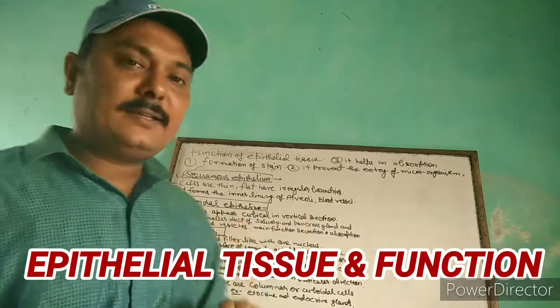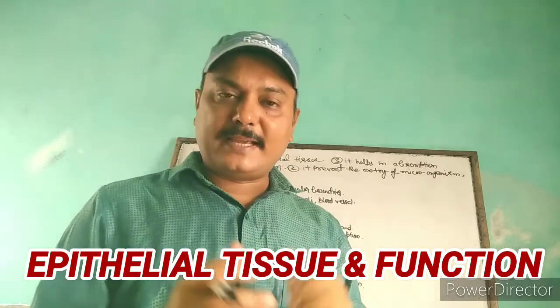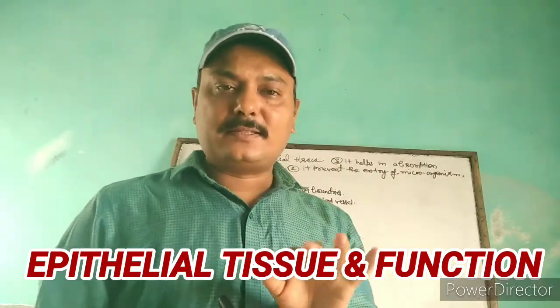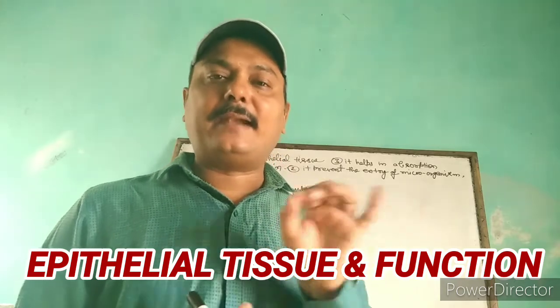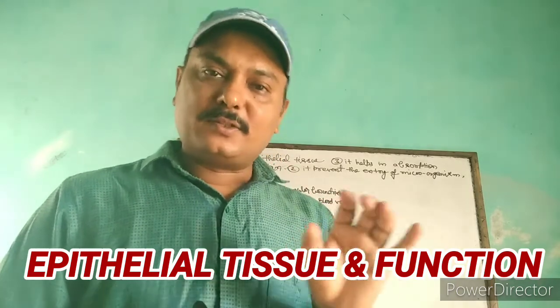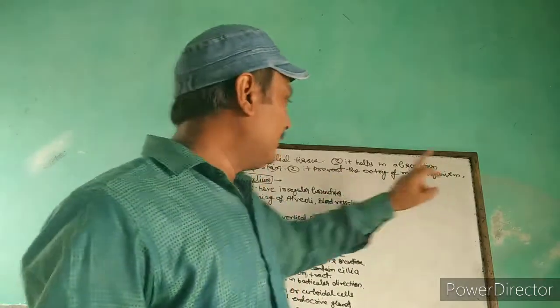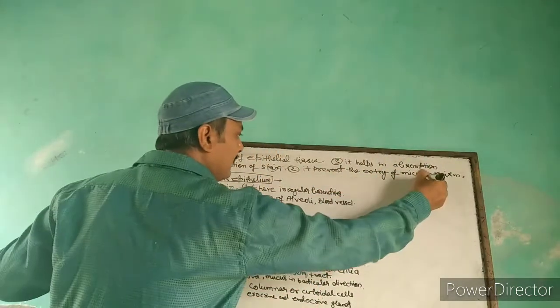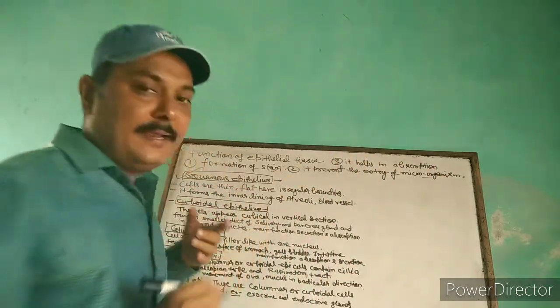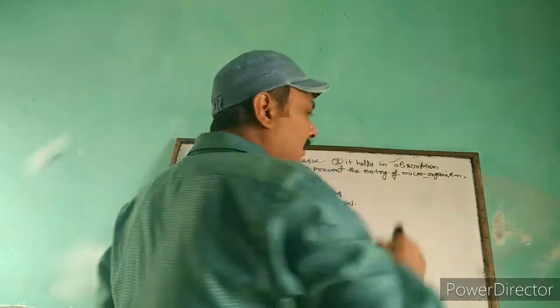Second, it prevents the entry of microorganisms. As you know, your skin is helpful in preventing the entry of microorganisms, so epithelial tissue prevents the entry of microorganisms. Third function, it is helpful in absorption. Epithelial tissue are also helpful in absorption.